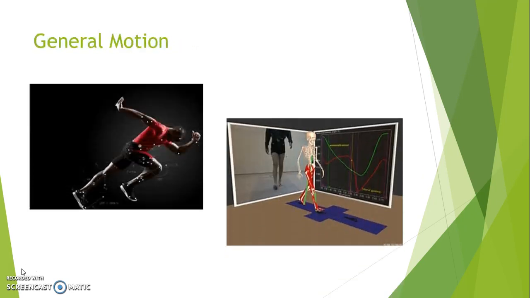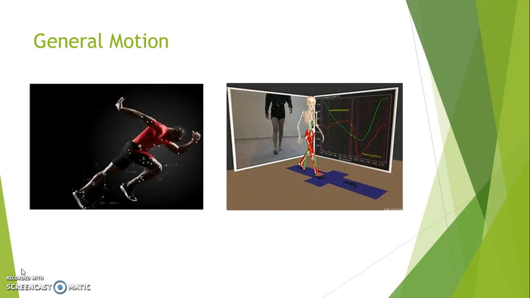General motion is a combination of linear and angular motion, most common in human movements. An example is running.